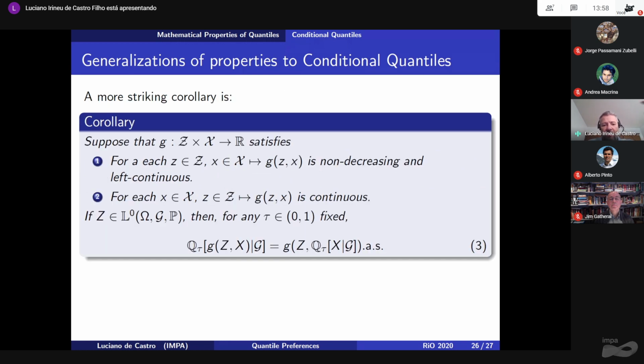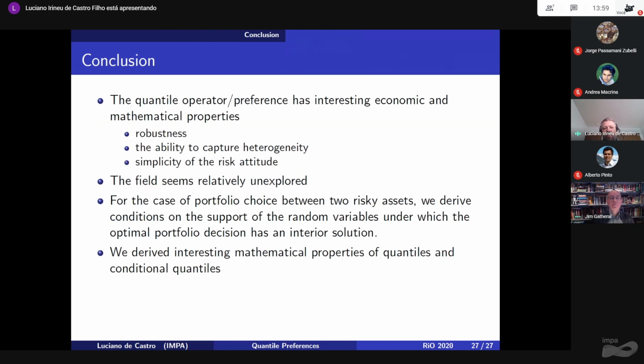And finally, and my time is over as well, I also have a result on G functions. Under these assumptions, you can put the quantile inside the G function and everything works well. And I think that's it. I'm going to stop here.